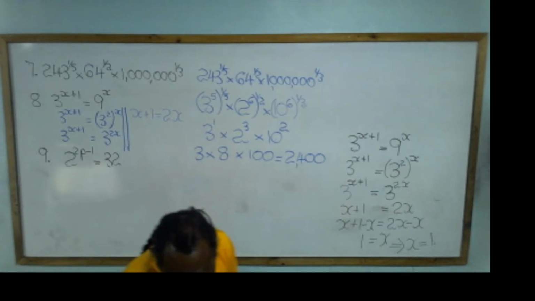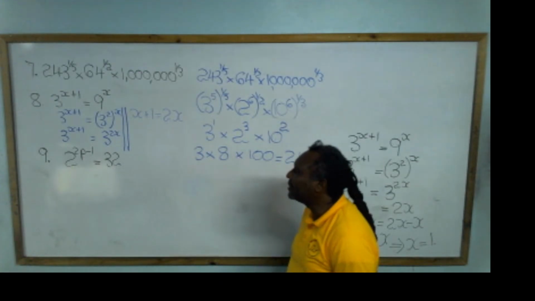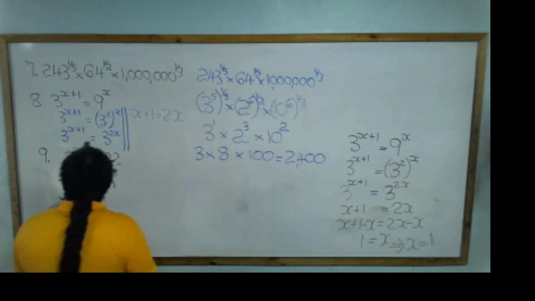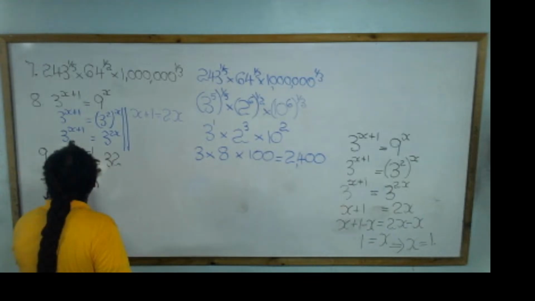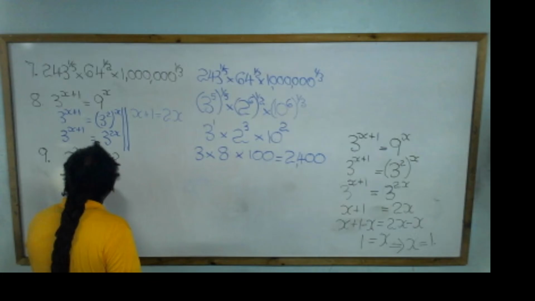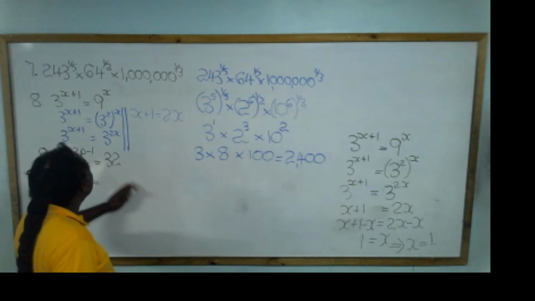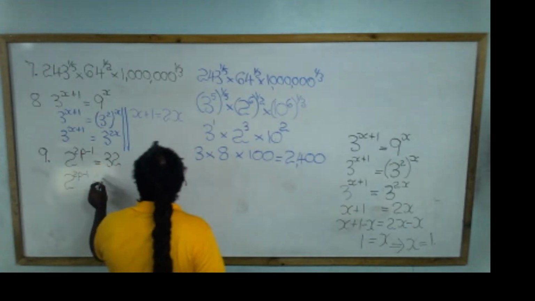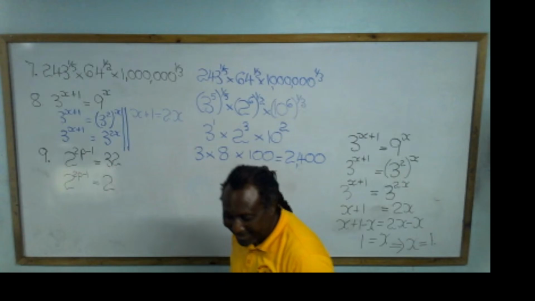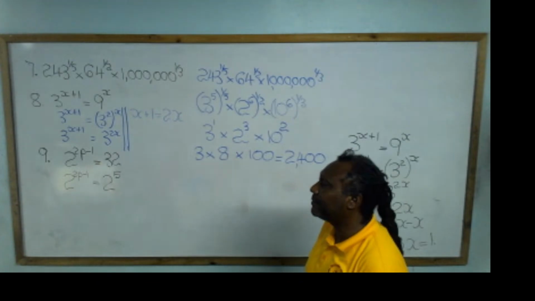The common base is 2, correct, right? The common base is 2. And then, what do I write for 32? So we have 2 to the 2p minus 1 is equal to 32. And of course, 32 will be written with 2 as the base. And somebody says 2 to the power of 5. Excellent. So that's 2 to the power of 5.